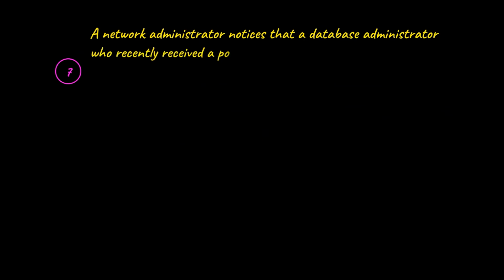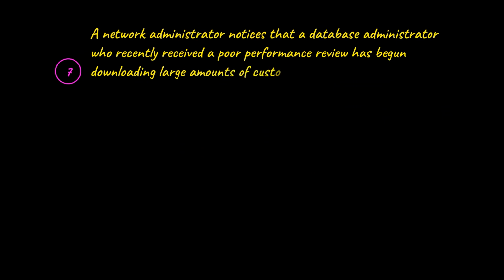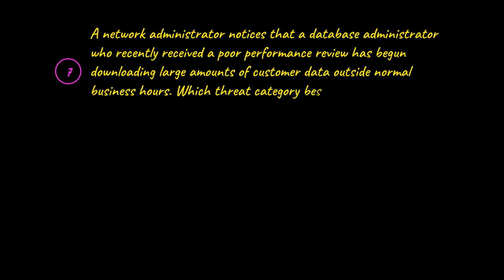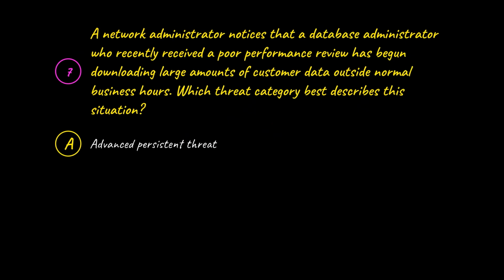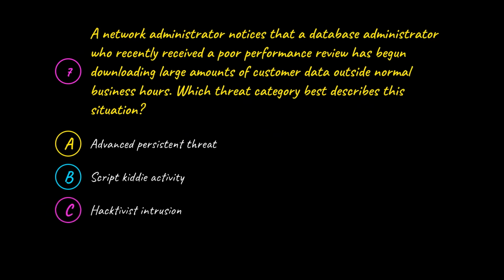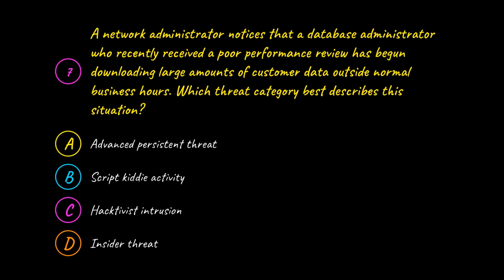Question 7. A network administrator notices that a database administrator who recently received a poor performance review has begun downloading large amounts of customer data outside normal business hours. Which threat category best describes this situation? Your options are A. Advanced persistent threat, B. Script kiddie activity, C. Hacktivist intrusion, D. Insider threat. Don't overthink it. Which one feels right?